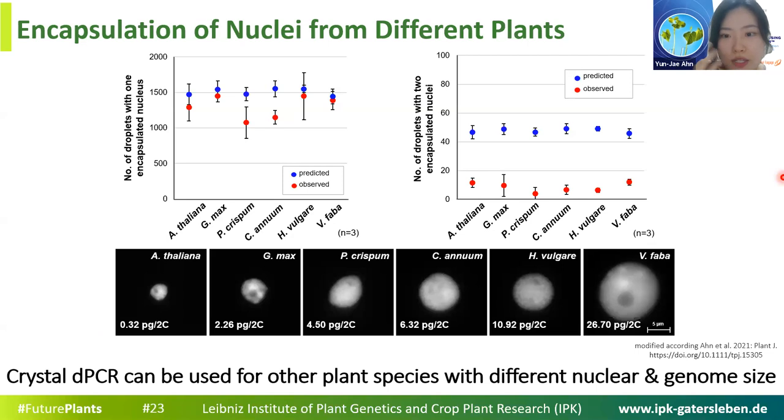And to check if our genotyping setup could be applied to other crop plants or Arabidopsis, we used leaf nuclei of Arabidopsis and five different crop plants with different nuclear and genome sizes for an encapsulation test. Here we again compared the actually observed number of encapsulation and the predicted number of encapsulation of single nuclei, and they were again showing a similar tendency to our barley pollen nuclei encapsulation, and they were consistent. Also, the number of droplets with two nuclei encapsulated was again drastically lower in the observed number than the prediction. So this was again a happy conclusion. From here we concluded that our system could be applied to other crop plants and also Arabidopsis in further experiments.